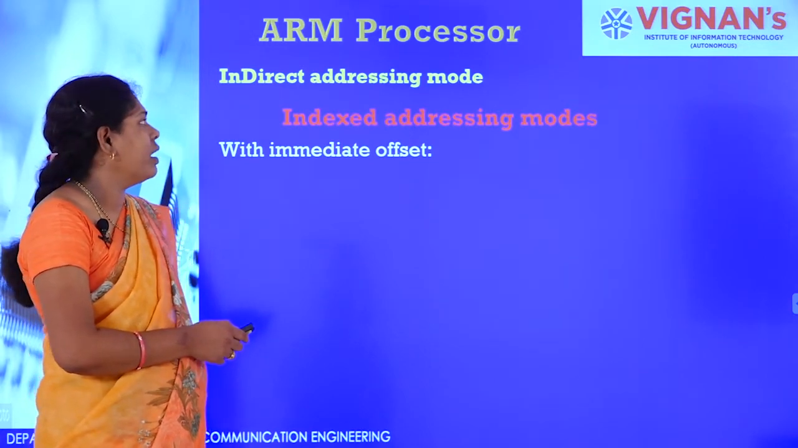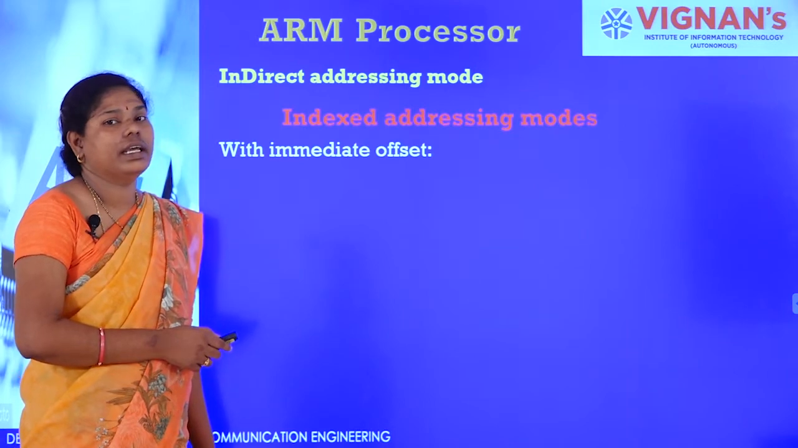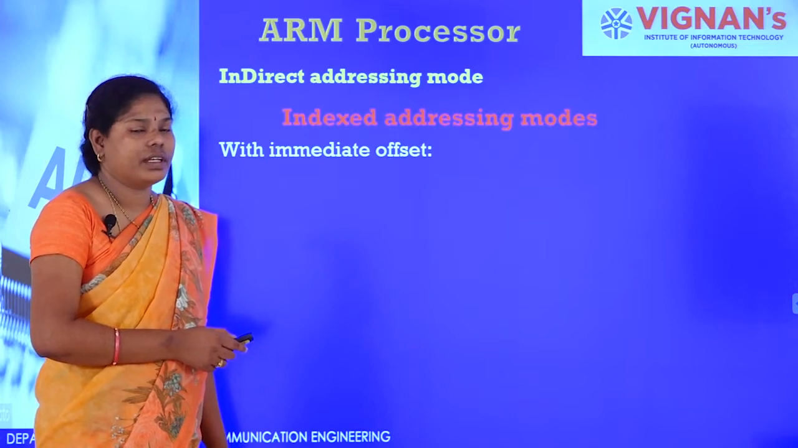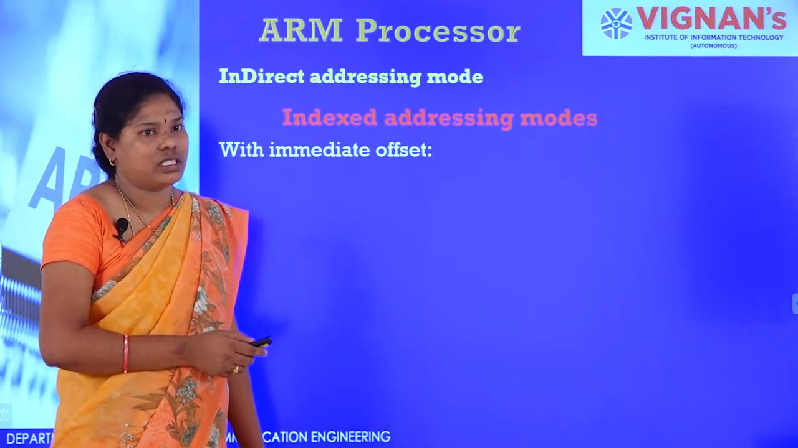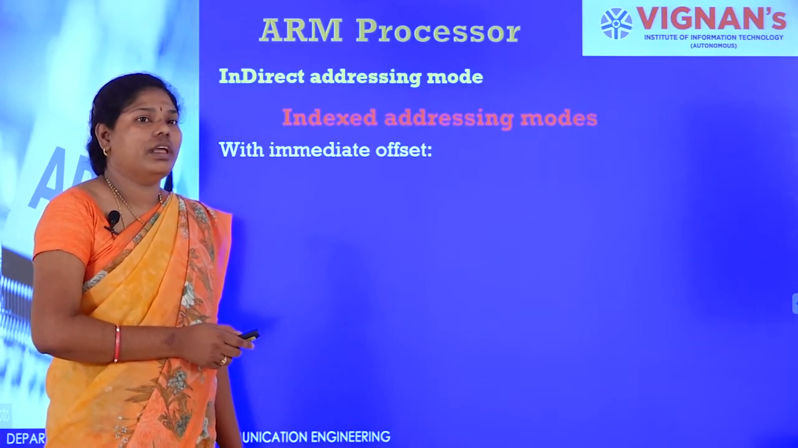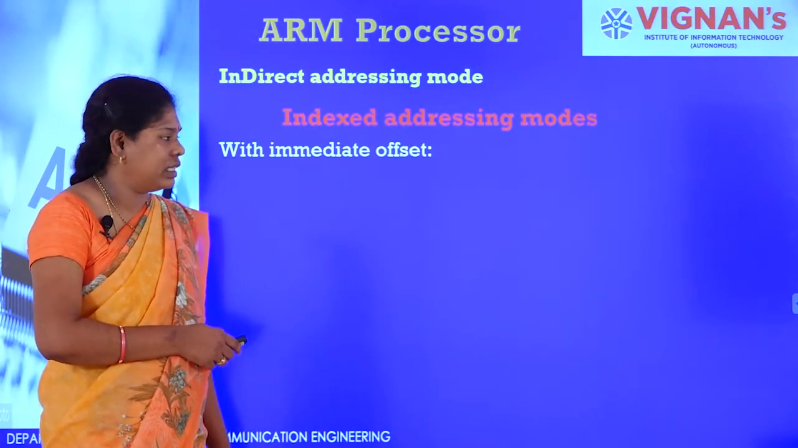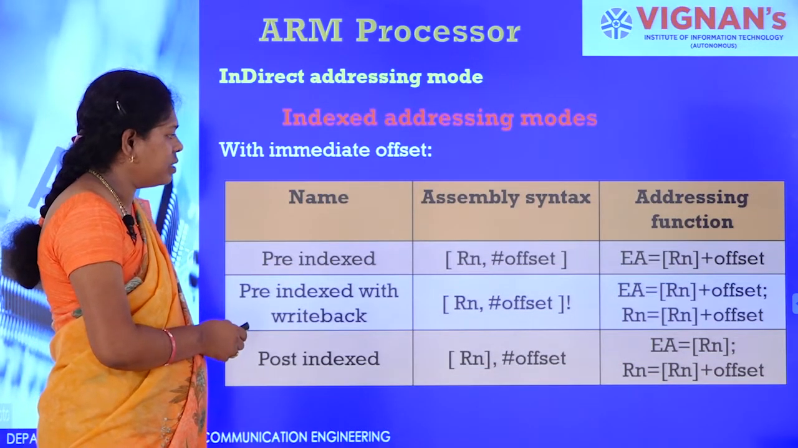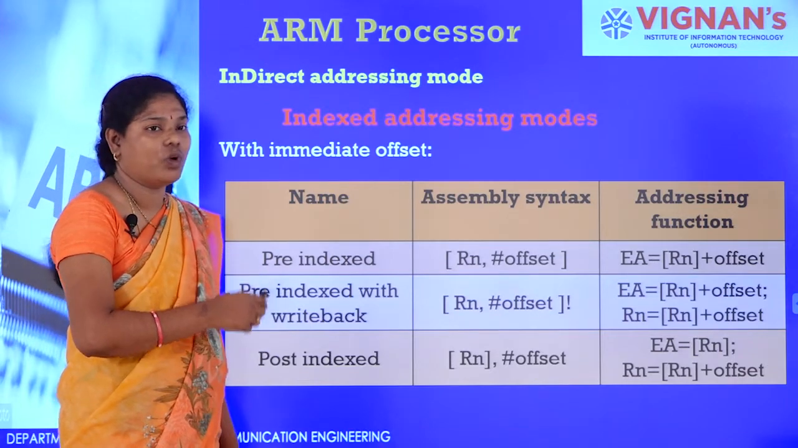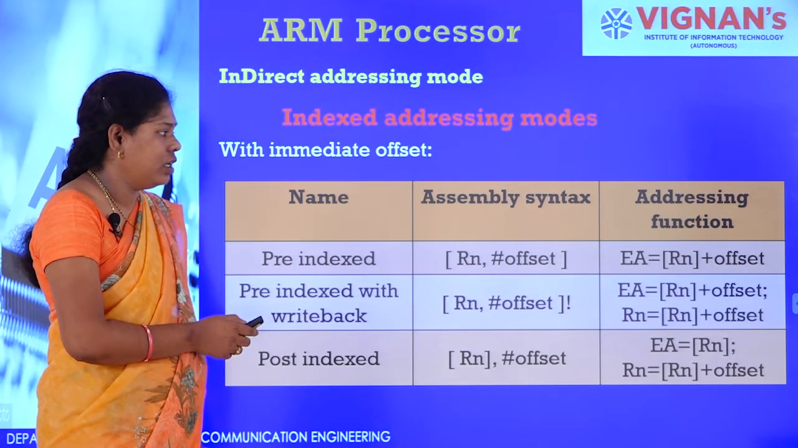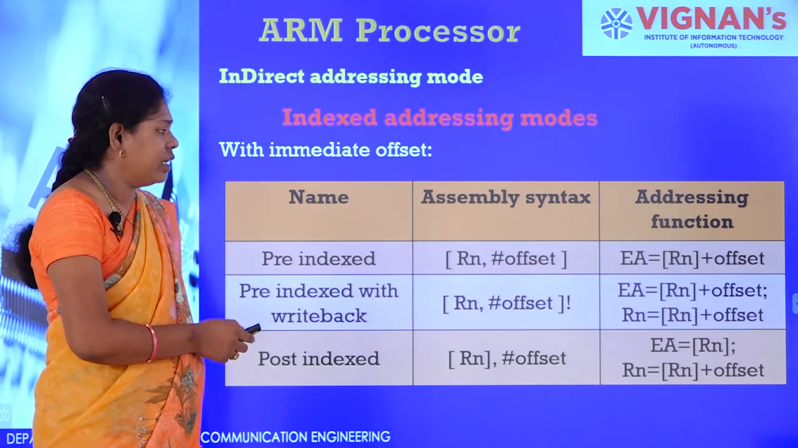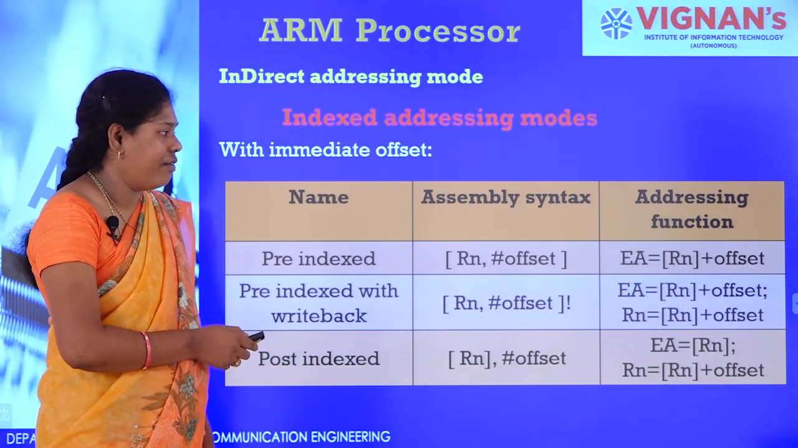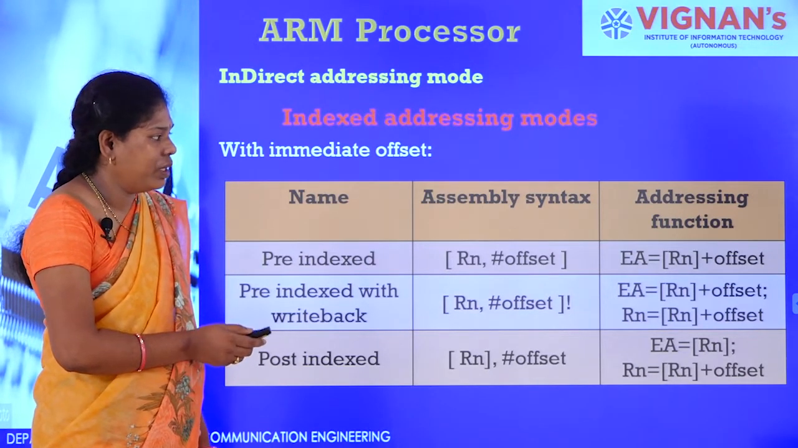The next indirect addressing mode we are calling is indexed addressing mode. In indexed addressing mode, we have two types. Either we can specify the offset immediately by using the hash symbol, or we can use any register to specify the offset. Let's see pre-indexed addressing mode. In pre-indexed mode, first the address will be generated, then the data will be copied.